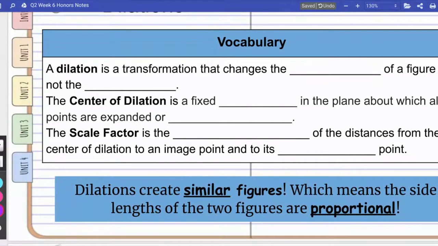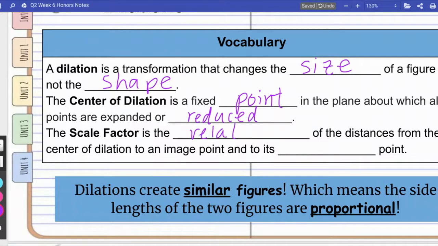Okay, so dilation is a transformation that changes the size of a figure, but not the shape of the figure. The center of dilation is a fixed point in the plane about which all points are expanded or reduced. A scale factor is the relationship between the distances from the center of dilation to the image point and to the pre-image point.